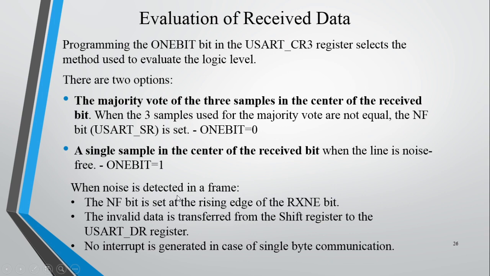Then when noise is detected in a frame, what will happen? The noise flag bit will be set at the rising edge of RxNE. This RxNE we will see later. So the noise flag bit will be set once the reception is over, and the invalid data will be transferred from the shift register to the data register. So the noise flag will be set, invalid data will be transferred from the shift register to the data register, and no interrupt will be generated in the case of single byte communication. So these three things will happen when noise is detected.